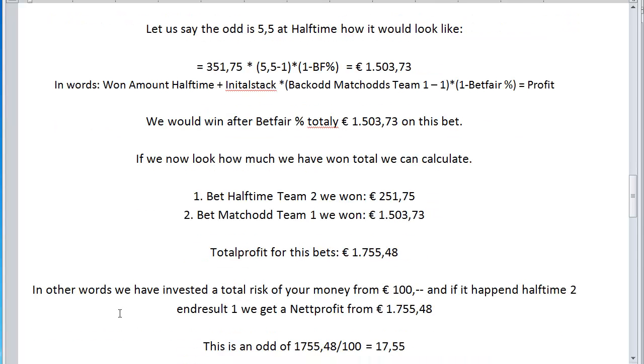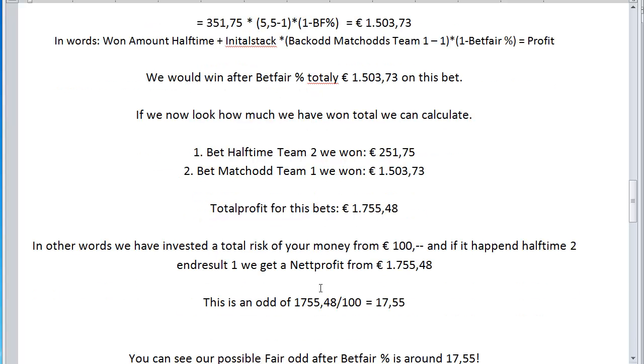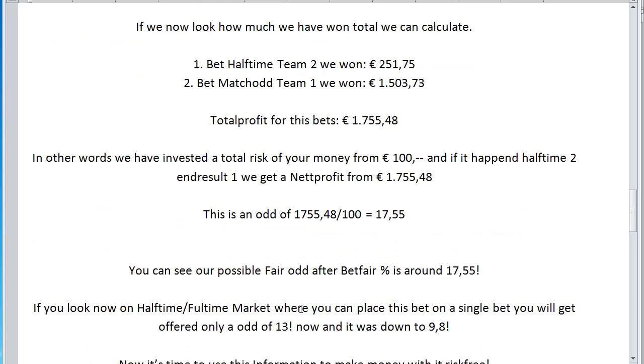Okay, in other words, we can say we have invested a total risk of our money from 100 euros, and if it happened halftime 2 and result 1, we get a net profit of 1755.48. If you now make this calculation, it's the same that we can say we have a back odd of 17.55. So you can see our possible fair odd after Betfair commission is around 17.55.